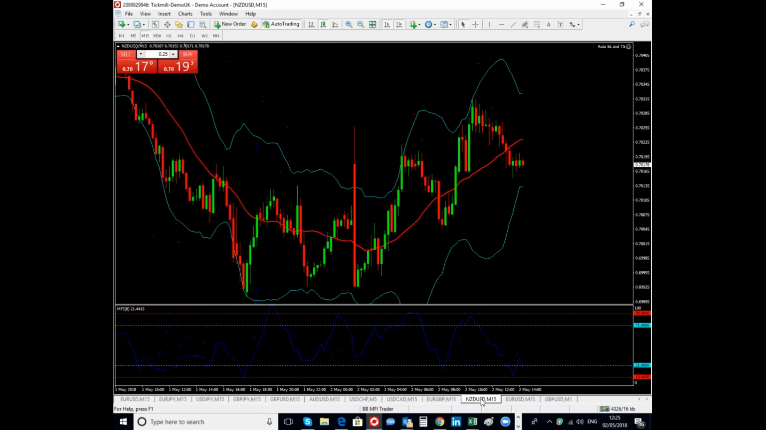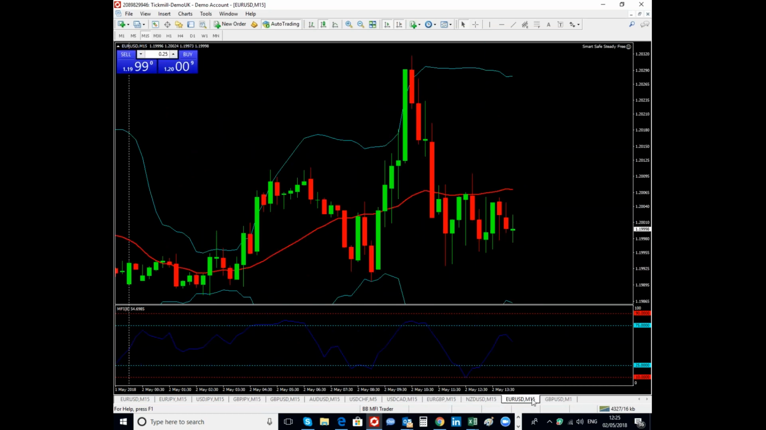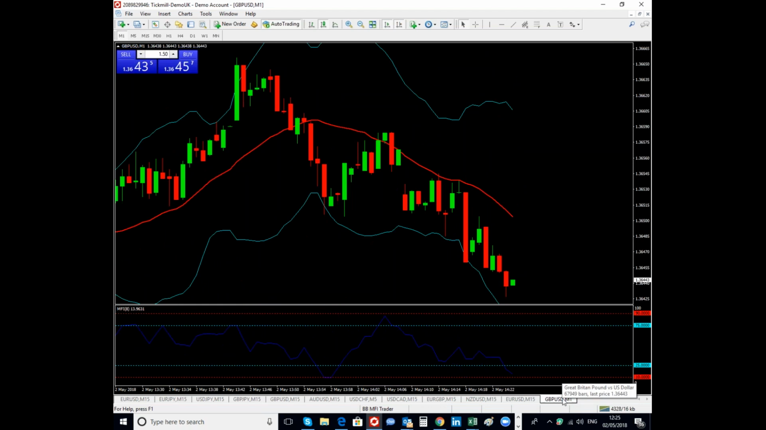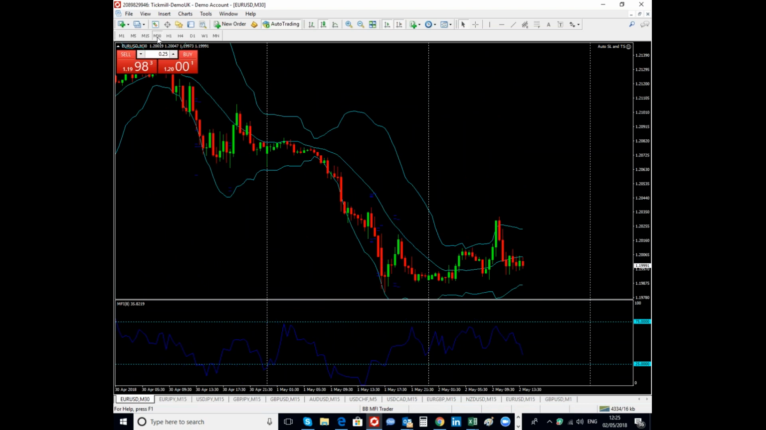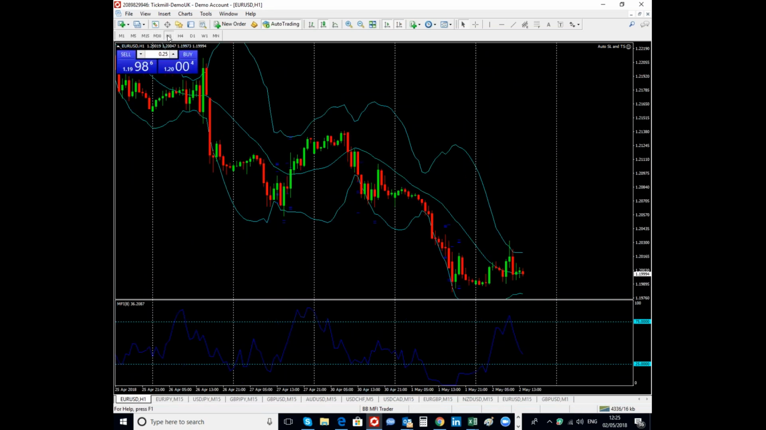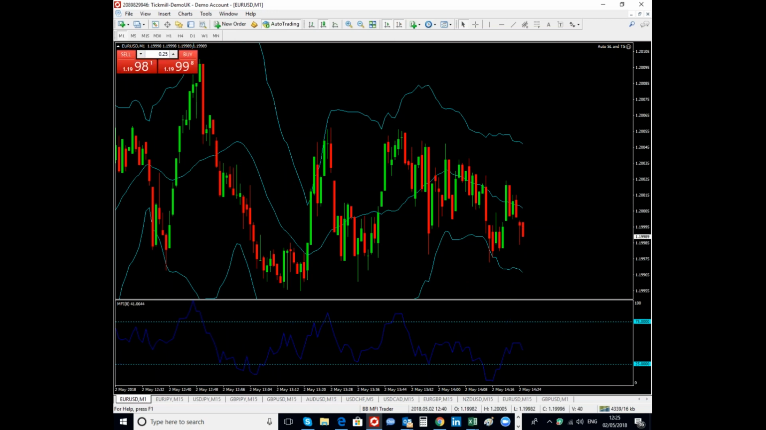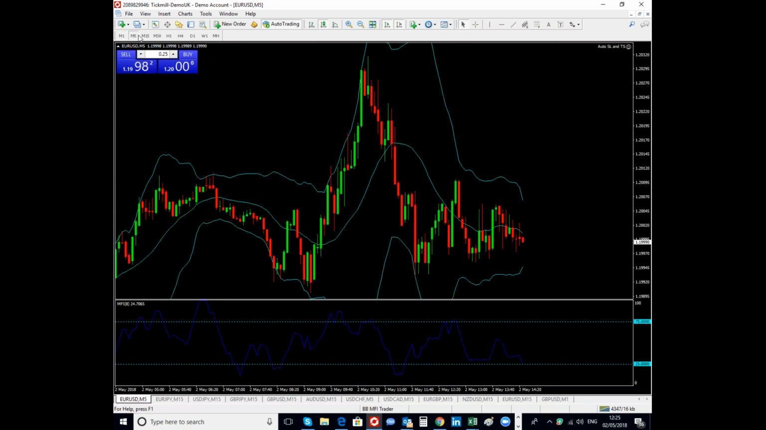Euro pound, New Zealand dollar, euro dollar, pound dollar. I think we've got here again. So at the moment, there's nothing setting up. So let's just flick through and see what the other time frames are offering, if there's anything. We're only looking for small moves. So if something comes up on one of the other time frames, then I'll look to take it.